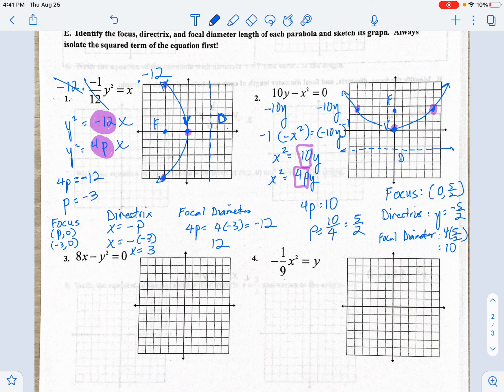Let's start going a little quicker on this one. So number 3, 8x minus y squared equals 1. Isolate the y squared. Subtract 8x from both sides. Negative y squared equals negative 8x. Multiply both sides by a negative 1 to get rid of the negative. y squared equals 8x.